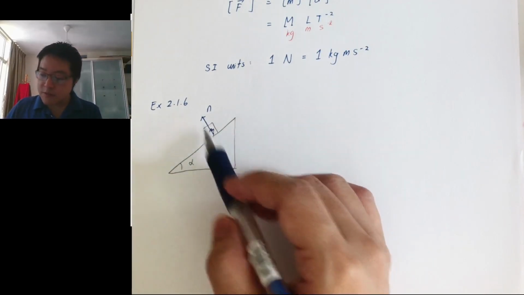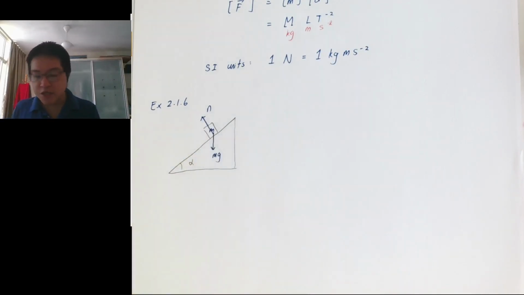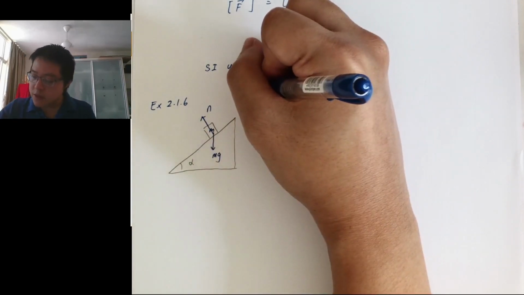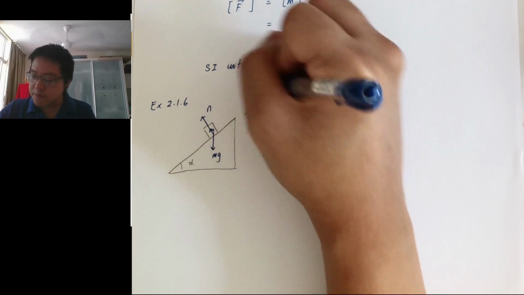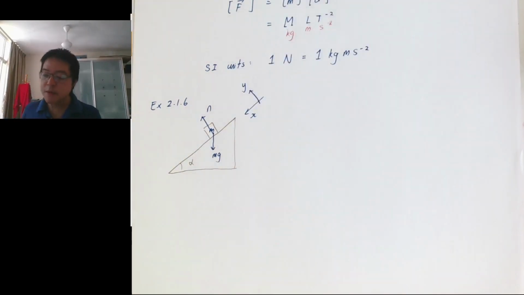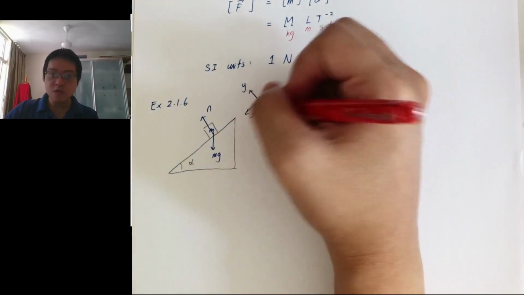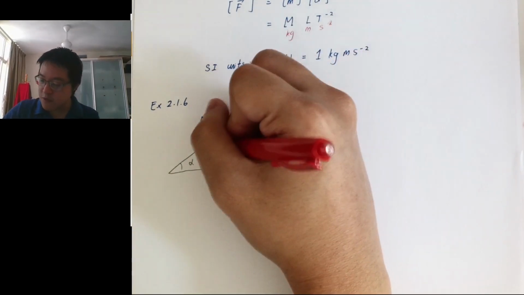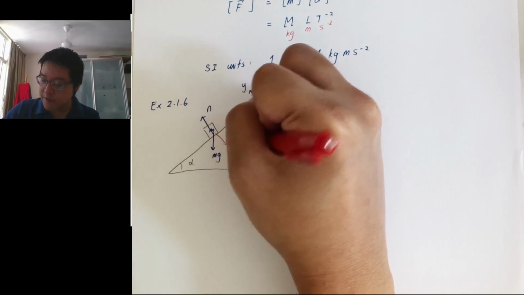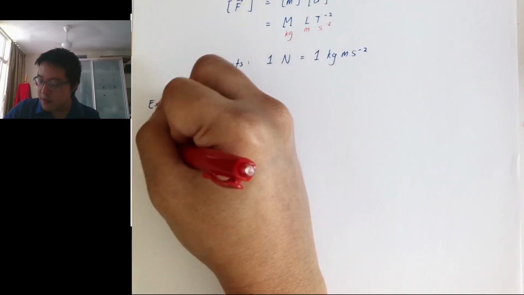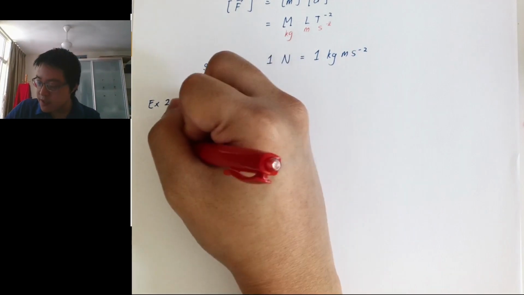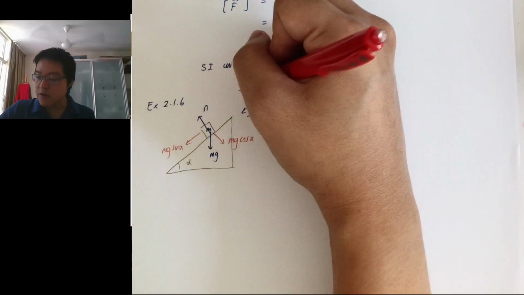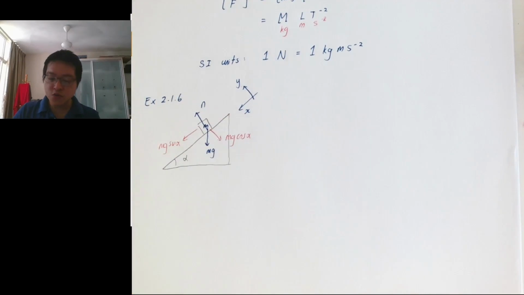Okay, so right now we have forces in different directions. What we can do is choose a coordinate system. I'm going to choose the coordinate system where my x is parallel to the plane and my y is perpendicular to the plane. Then I can resolve my forces according to these two components. I resolve my weight: I get mg cos alpha in the y direction, and mg sine alpha in the x direction. The N is already in the y direction, so no need to do anything.